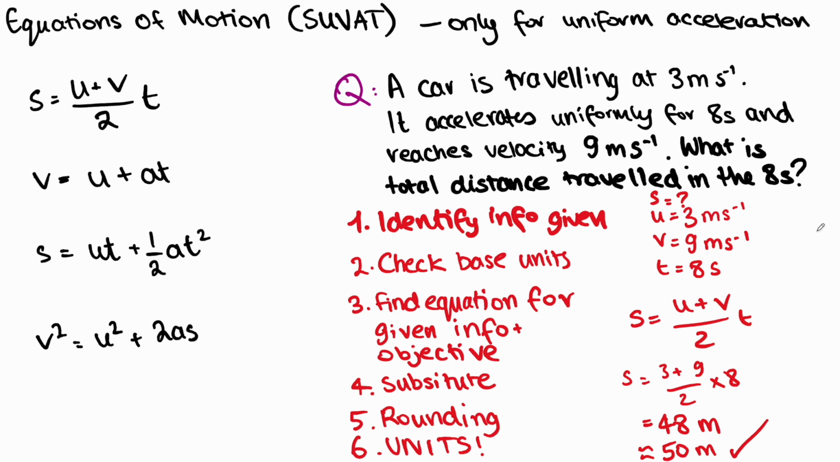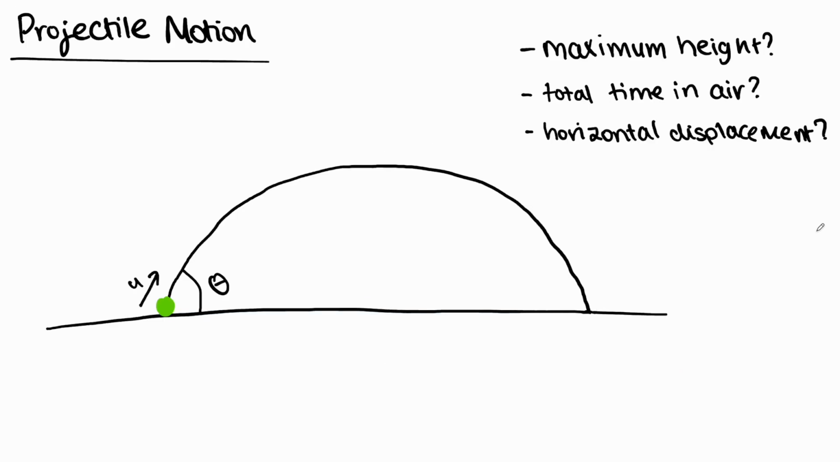Then I would find the equation that fits all the information you're given or looking for. In this case, it's S is U plus V over 2 times time. And substitute in the numbers and get an answer. And then you round it to the same number of significant figures as in the question. And don't forget units. In this case, it's meters. And you get 50. Great.